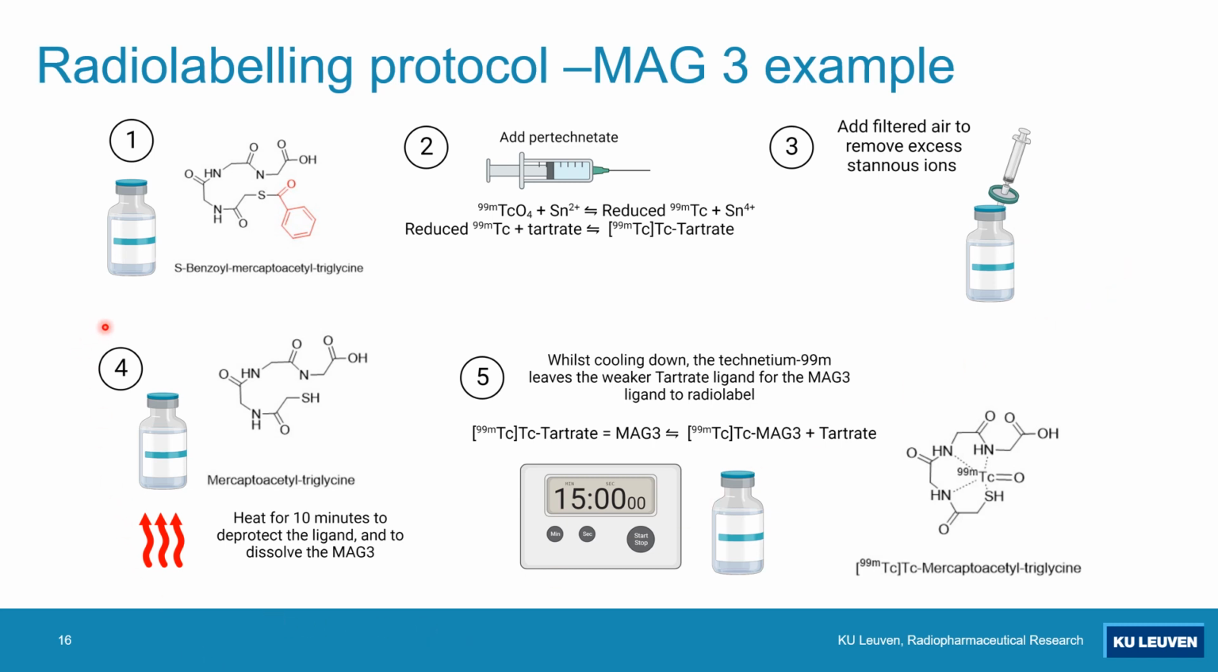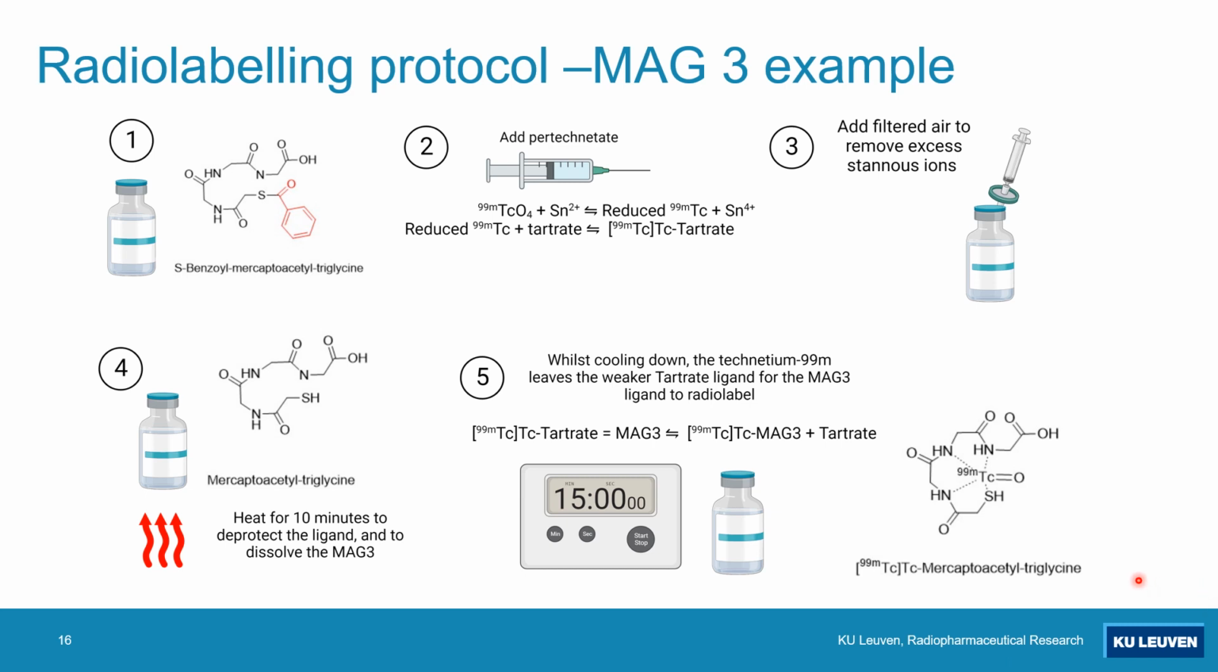Now the kit asks, MAG3 asks that you heat it up for 10 minutes, and this removes the protective group. Now that the tartrate is formed and the tin is removed, we are ready to deprotect the ligand by heating it, and this heating up also causes the MAG3 to dissolve. Only when it cools down, the technetium-99m leaves the weaker tartrate ligand and gets exchanged into the MAG3, and this process takes 15 minutes to be complete and have a high radiochemical yield of your technetium MAG3.